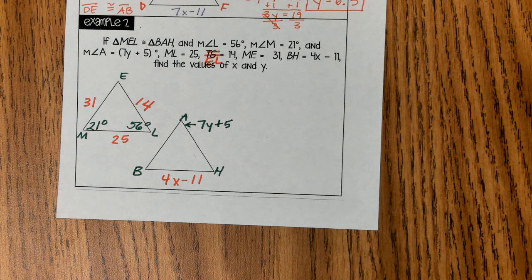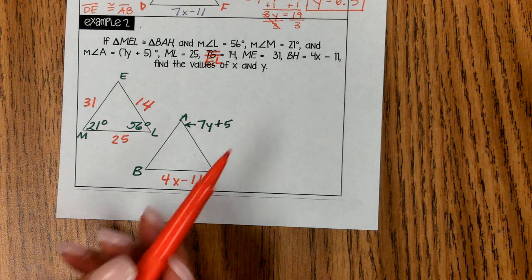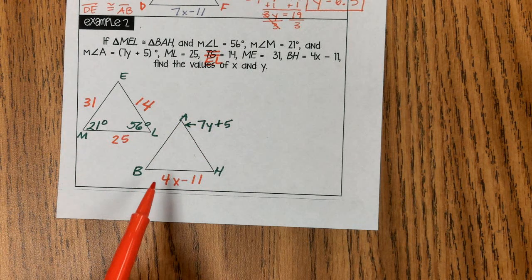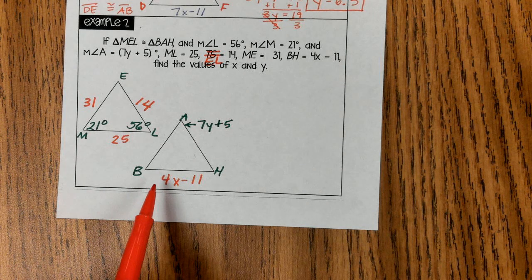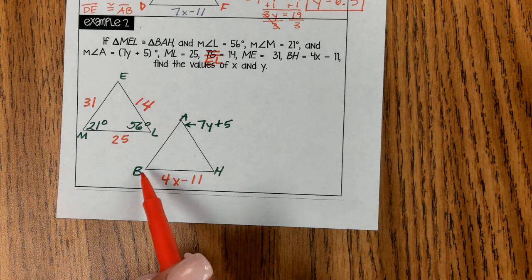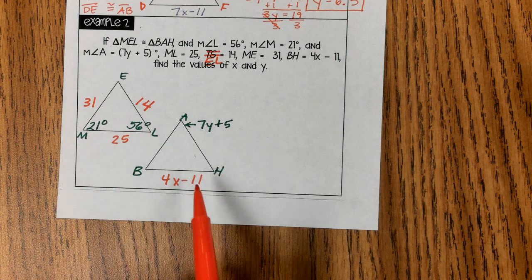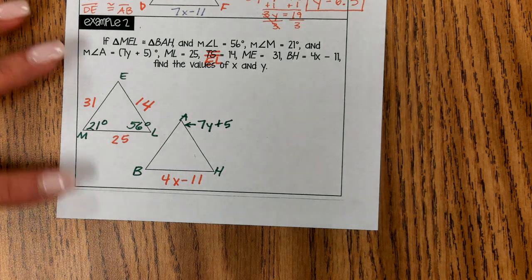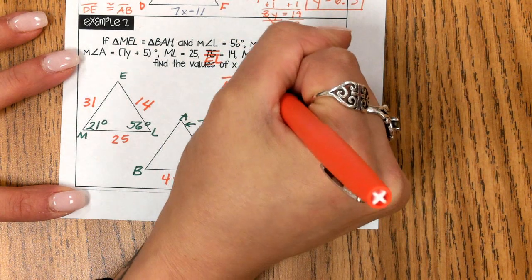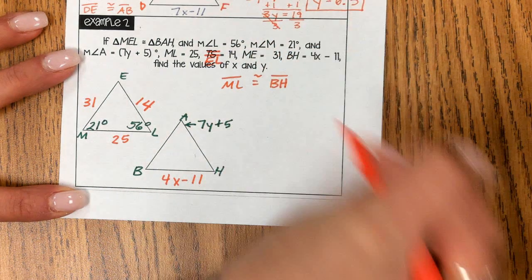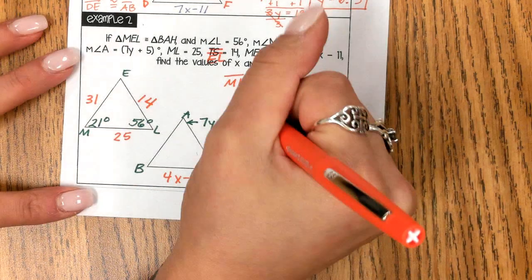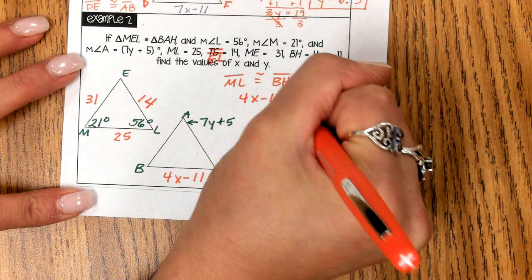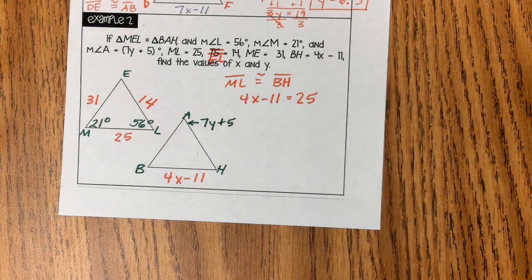Alright, so again, we are looking for corresponding parts. We need to find the value of x and y. So if I'm trying to find x, I'm going to look at the expression 4x minus 11. What would be the corresponding side on this first triangle to BH? ML. So line ML is congruent to line BH, because they are congruent triangles. So you would set up the equation 4x minus 11 equals 25. Go ahead and solve that equation.